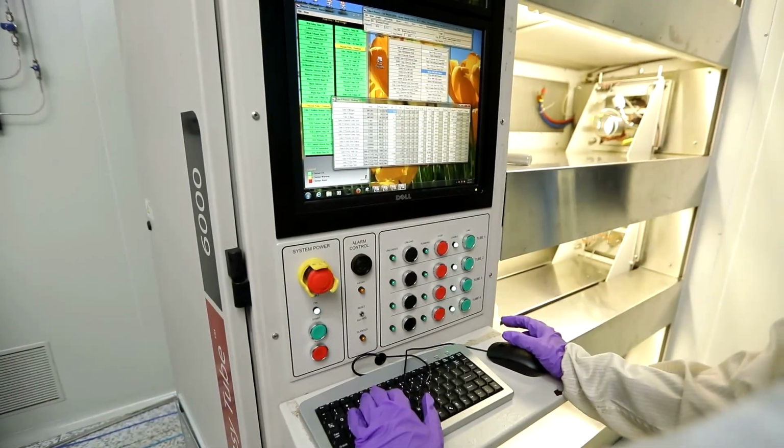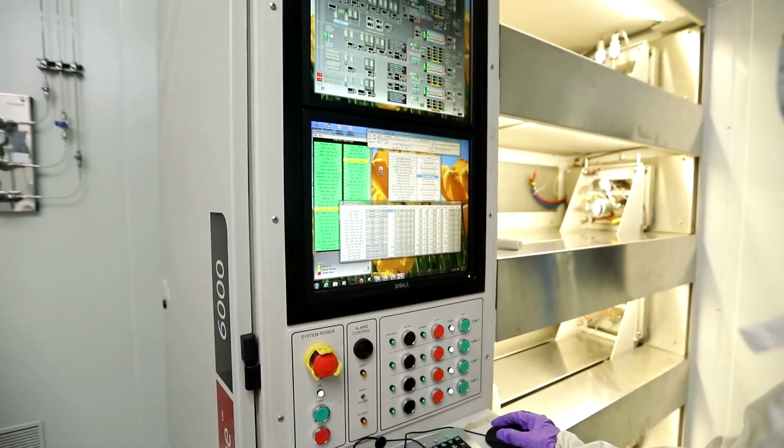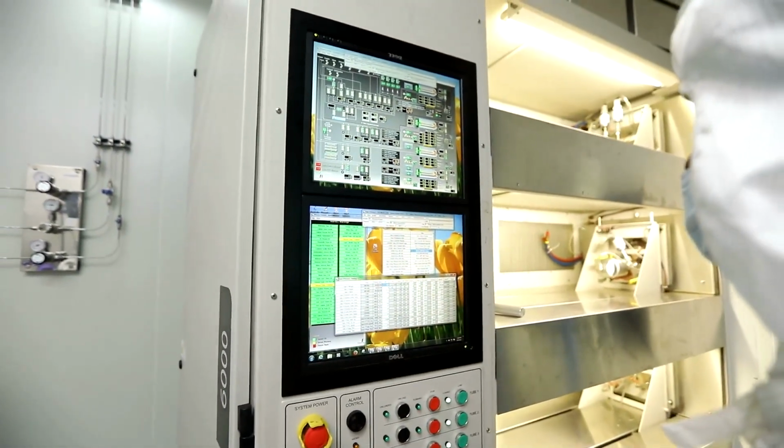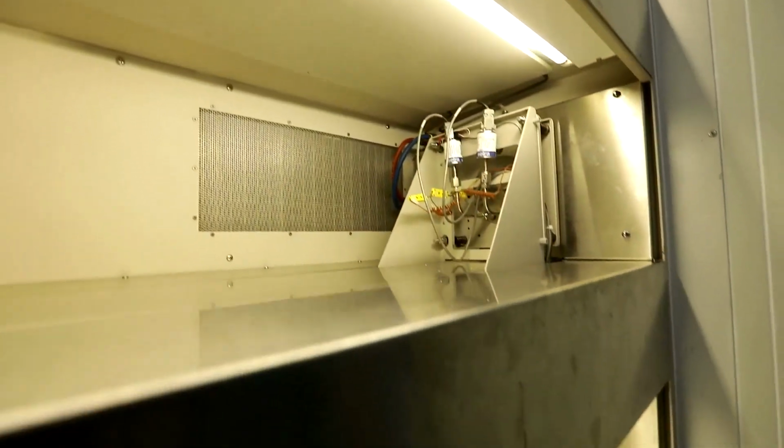Here is our custom-built LPCVD system. This is a multi-stack furnace system for growing polysilicon, silicon nitride, silicon oxide and nanowire.